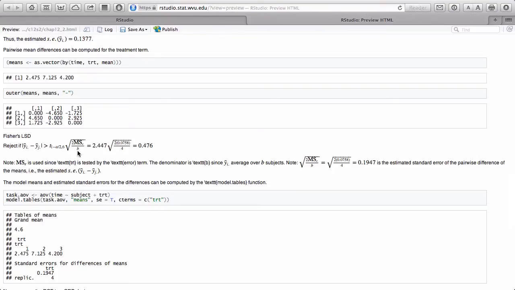And so I compare each of those differences to this 0.476. I'm asking which ones of these are bigger, and it appears that all 3 of them are bigger, because I'm taking the absolute value. So that means treatment 1 differs from treatment 2, treatment 1 differs from treatment 3, and treatment 2 differs from treatment 3. They're all significantly different. So what I'm doing here is pairwise comparisons.